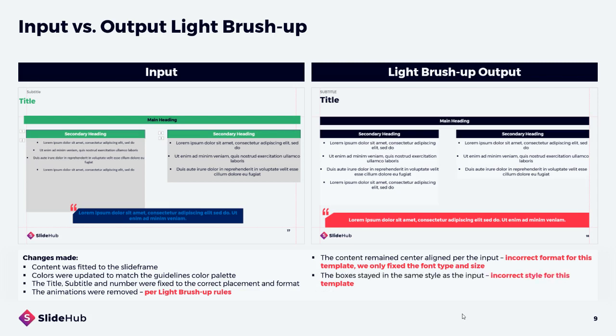The boxes stayed in the same style as the input, even though we know this is incorrect. We are seeing everything is box style, but we know that the main heading should be line style, and then only the secondary heading should be box style.